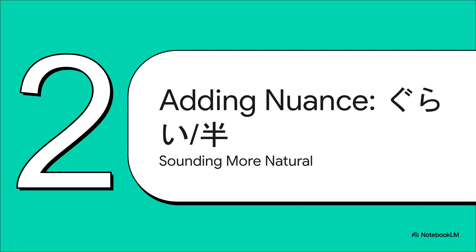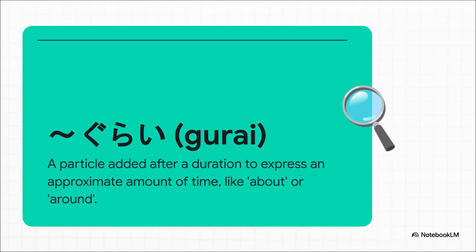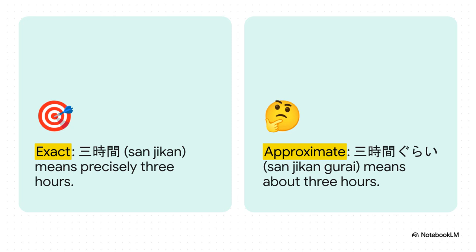But let's be real, life isn't always so exact, is it? What if you want to say around 2 hours, or maybe 2.5 hours? Well, Japanese has some really elegant little words for this that will make you sound so much more natural. Let's check them out. First up, we've got gurai. You just tack this little guy right on after your jikan phrase. It's such a fantastic word. It immediately makes your Japanese sound more flexible, changing something like exactly 3 hours into the much more common about 3 hours.